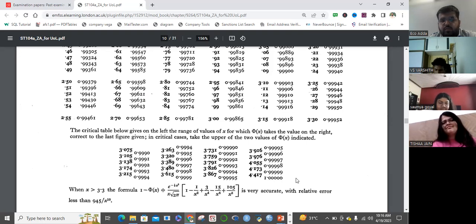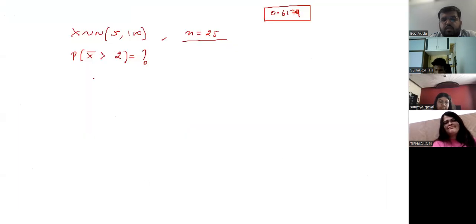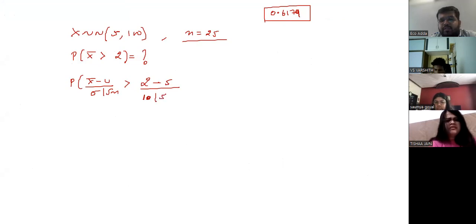Okay, so now I'm solving it. In this case, probability of x bar minus mu by sigma by root n. This is what we need for z. Therefore, 2 minus 5 by sigma is 10 and root n is 5. Can we say that? Yes, sir. So z is more than -3/2, which is equals to probability z is more than -1.5. Can we say that?